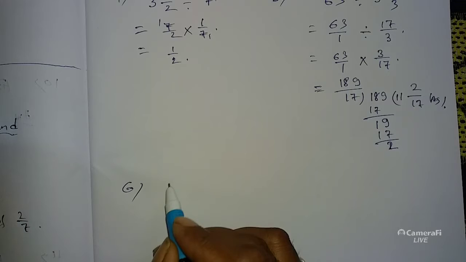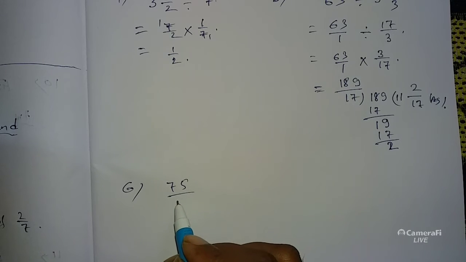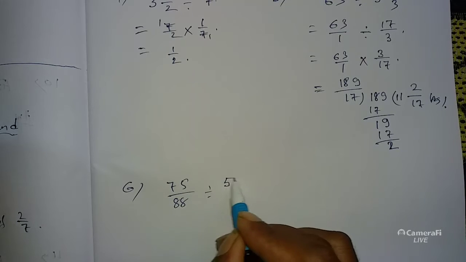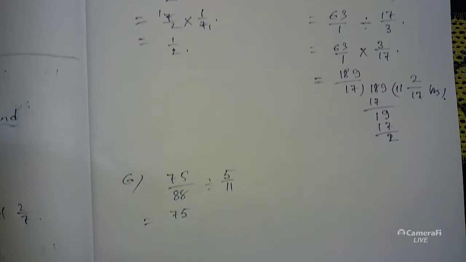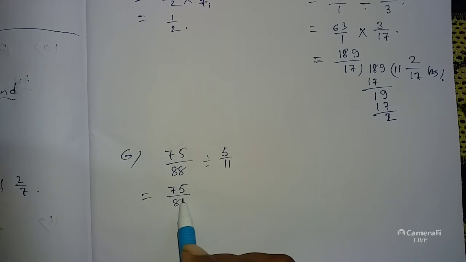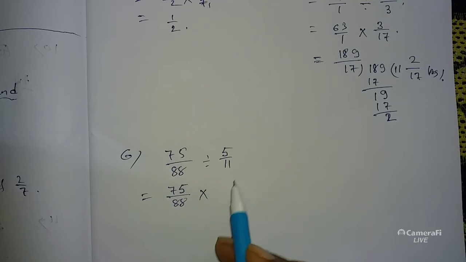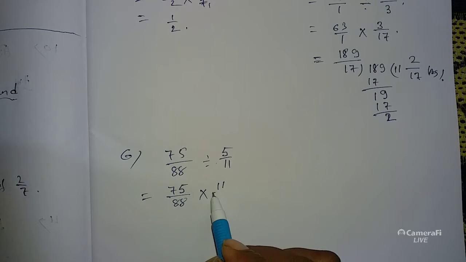For example, 75 by 88 is divided by 5 by 11. So the rule is the same: the first fraction remains the same, 75 by 88 as it is. Change the division sign into multiplication, taking the reciprocal of this one. The reciprocal of 5 by 11 is 11 by 5. Now you can simplify it.